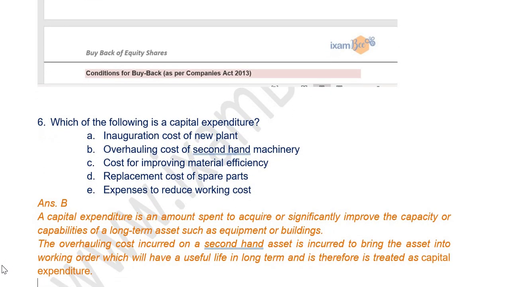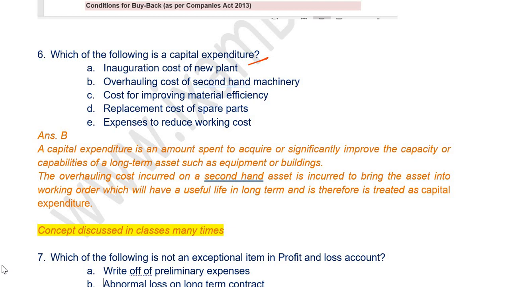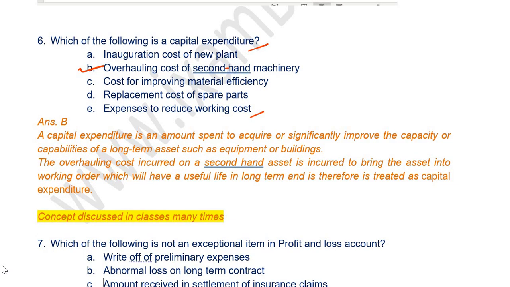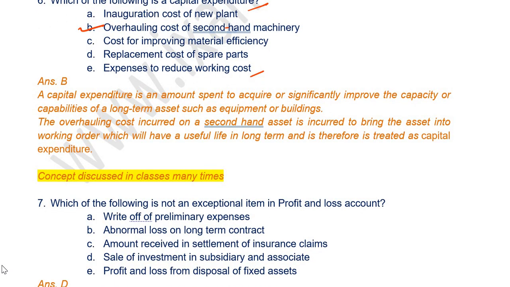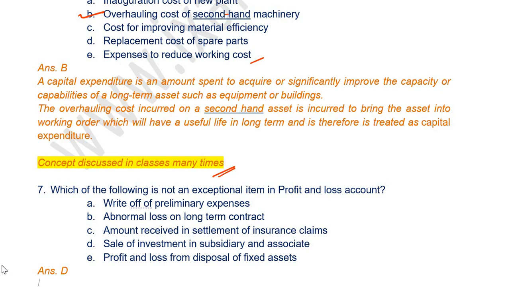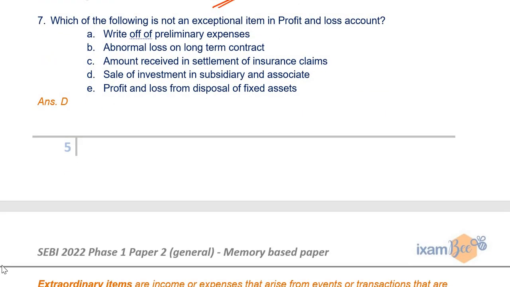Which of the following: second-hand machinery, cost for improving material efficiency, replacement cost of spare parts, and expenses to bring working machinery to working condition, overhauling cost, is included and considered as a capital expenditure and not a revenue expenditure? Okay, so this was clearly discussed in various live class discussions related to accounts that we have regularly.